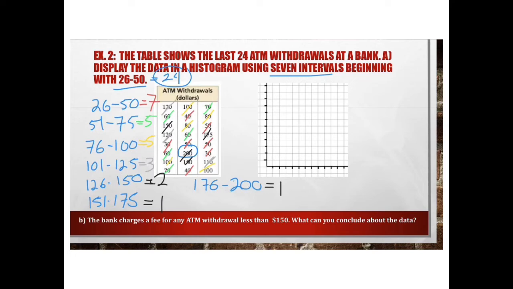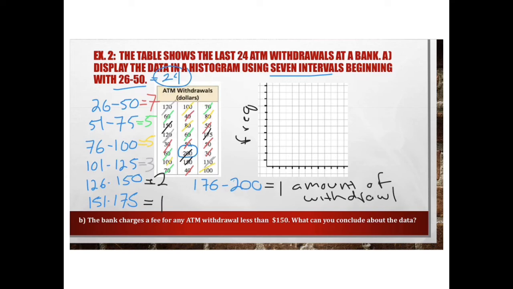Again, we want to label our axes and then label our scale. So for our axes, we want to know what our x and our y values were. The x value is going to be what we're actually talking about, which is the amount of the withdrawal. So I'm going to put that down below. And then for our y value, it's going to be the same as it was for the last example. It's going to be the frequency. I'm just going to abbreviate that with frequency.